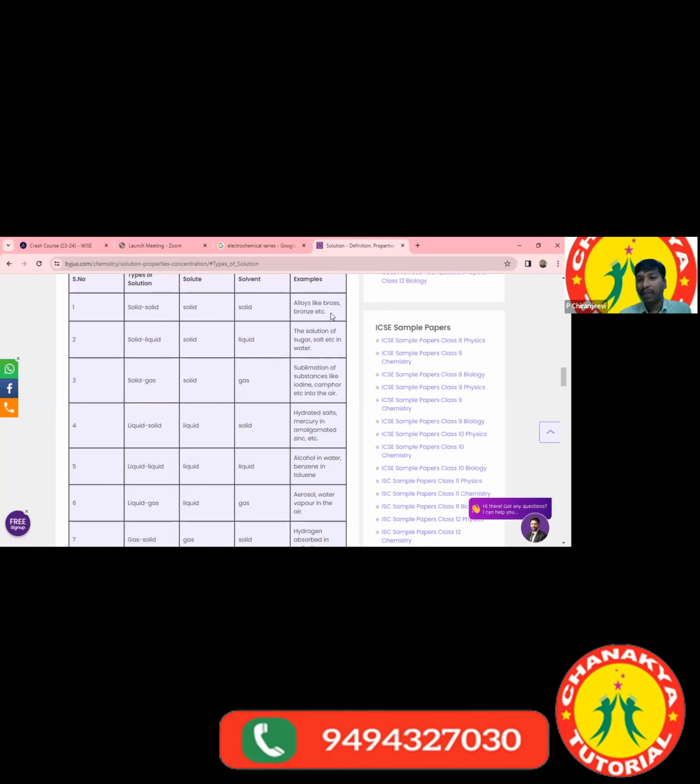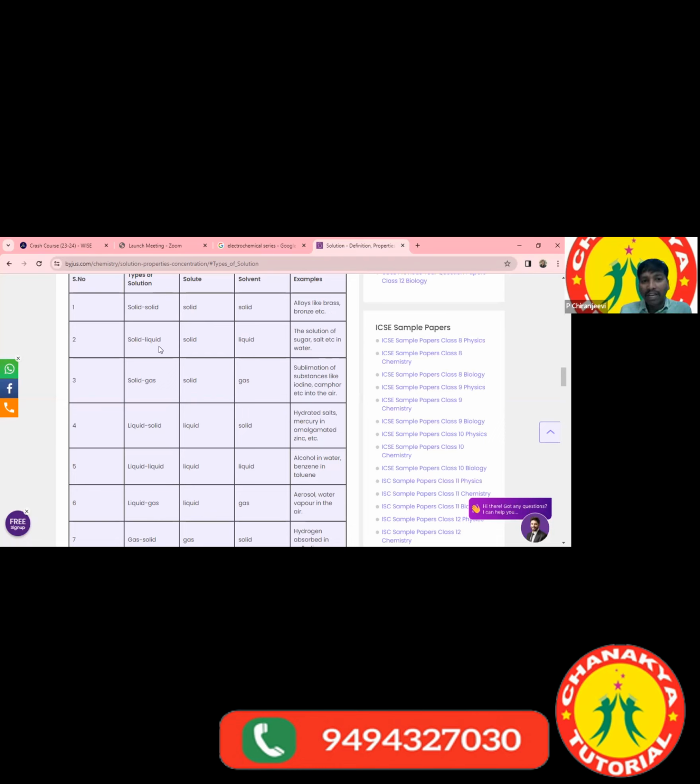And brass and bronze. What metals are present in brass? Zinc and tin. And what metals are present in bronze? Zinc and copper. Okay. Zinc and copper is called bronze, and zinc and tin is called brass. Ornament gold we can also call an alloy. So alloys are nothing but solid-solid solutions.